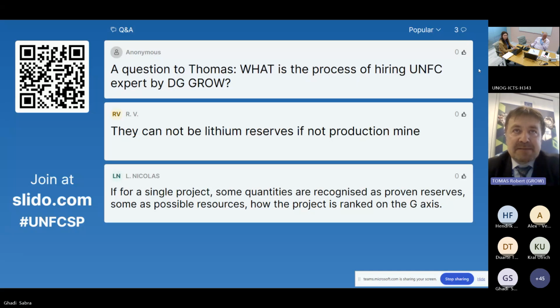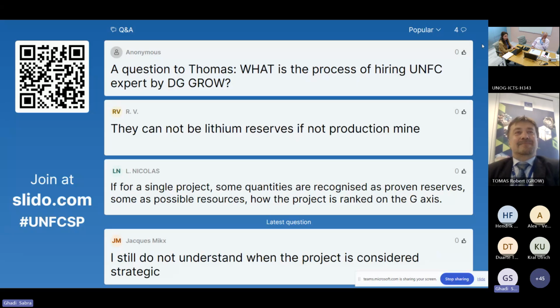And regarding the UNFC, when you are applying to this pool of experts, you also have to provide some information about your background, so that we see that you really have experience in applying UNFC on, let's say, an industrial scale. And of course, the trainers today, I think, nicely demonstrated that, if they apply, they would be the right candidates for this purpose.